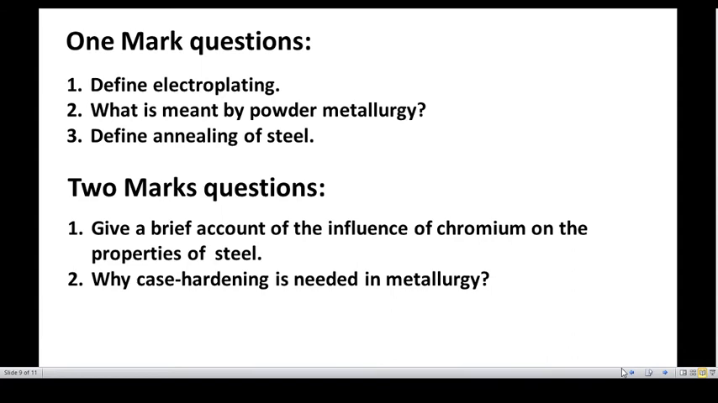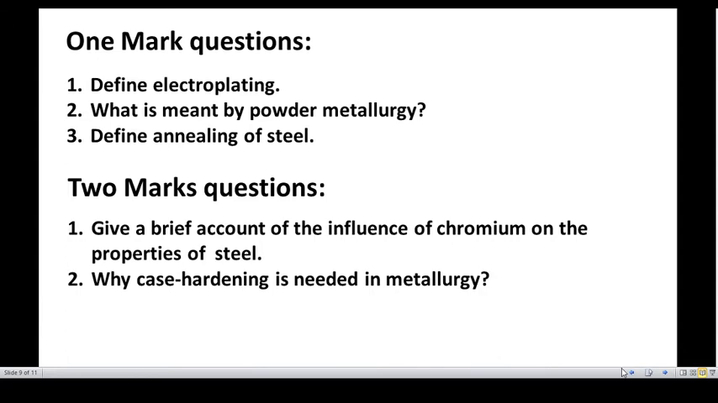And the second question, what is meant by powder metallurgy? The answer is powder metallurgy deals with the production of metal powder and mixing them with other metal powders, and the mixture is subjected to high pressure to get a solid mass. So a solid mass is obtained by mixing a metal powder with other metal powder and subjecting it to high pressure in powder metallurgy.